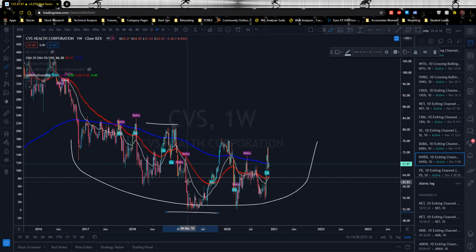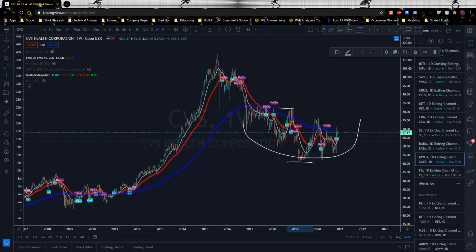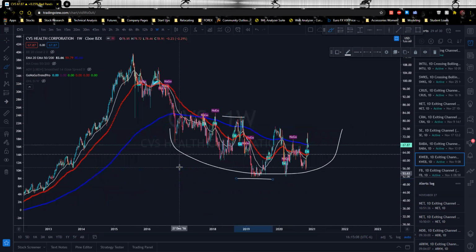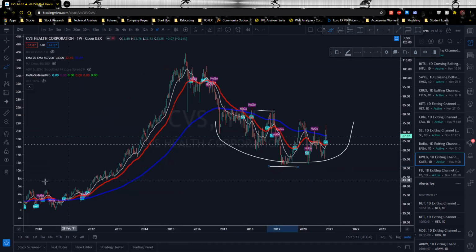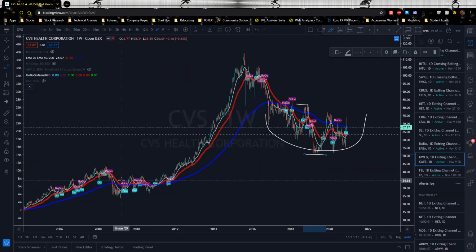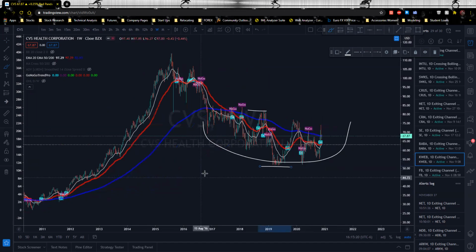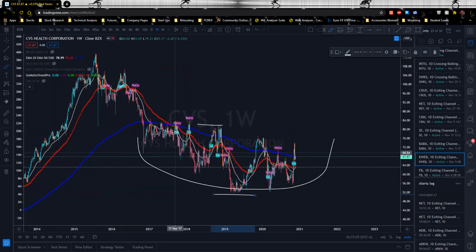But this right here lets you know that CVS was in an uptrend previously, because you have to zoom out. And this is for a long-term position, right? So this lets me know that CVS was in a long-term uptrend from, let's say, 2006 all the way to 2015, and has been in a downtrend ever since. It's kind of stopped this little markdown and looks like it's getting ready to go into a bull run.